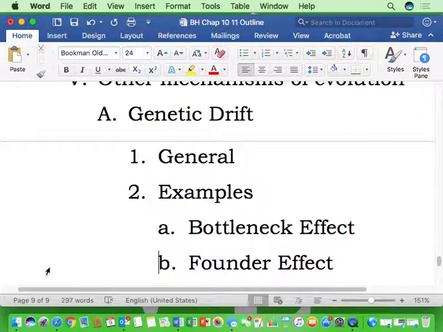All right, the founder effect is when a small number of individuals colonize a new area. So you're starting your own gene pool.